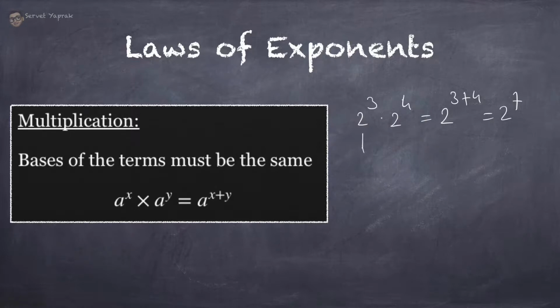We can write 2 cubed as 2 times 2 times 2, and we can write 2 to the power of 4 as 2 times 2 times 2 times 2. So if you multiply them, as you can see here, we multiply 2 by itself 7 times. So we basically can show it as 2 to the power of 7. This is basic verification of the law.